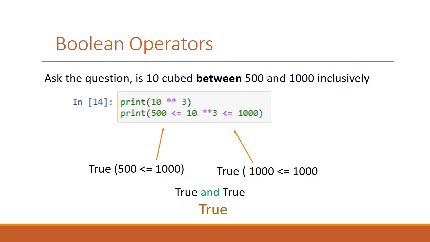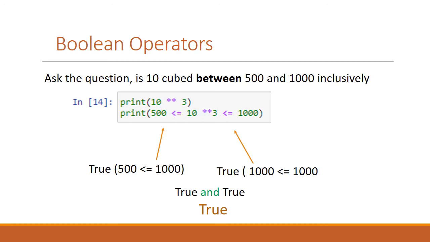In this example, you'll notice that Python gives us some flexibility in how we write our Boolean expressions. In this example, we're going to ask the question, is 10 cubed between 500 and 1000 inclusively? So if we look at the print statement, 500 less than 10 cubed less than 1000. And because we said inclusively, we're using less than or equal to.